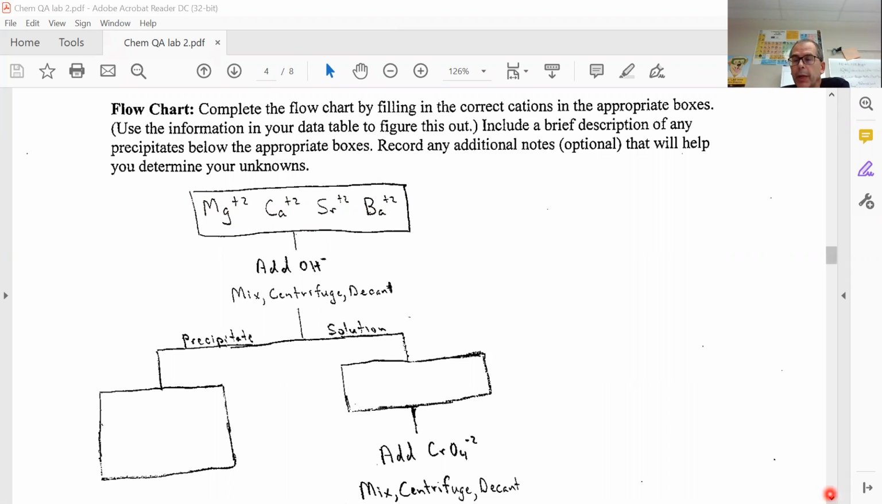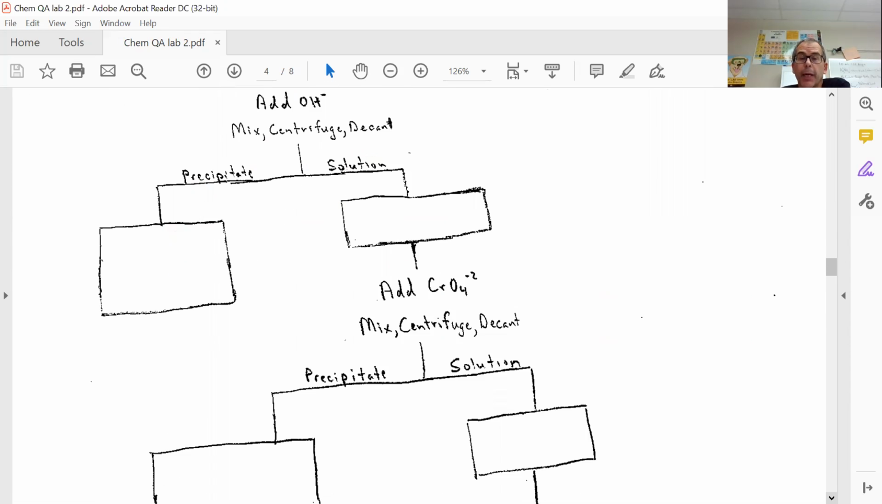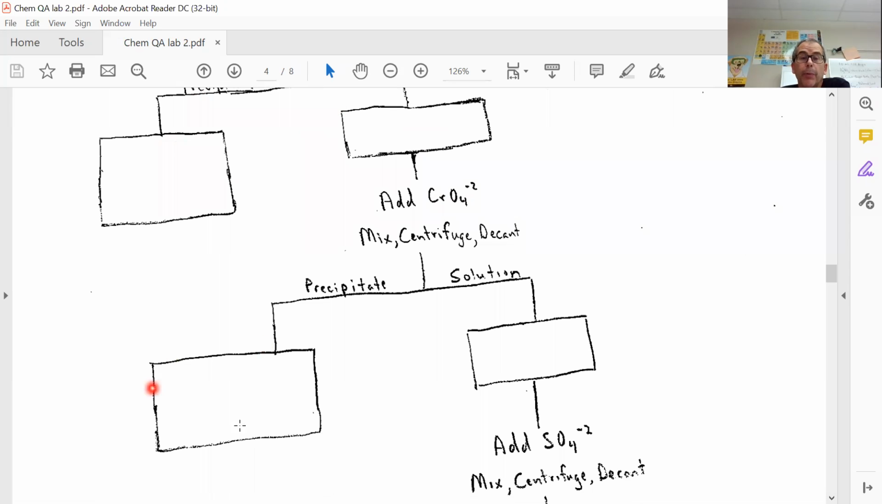We'll get to that sheet where we answer that, but I'm just going to show the flow chart that I'm going to be following. I'm going to add OH-. If I get a precipitate, I'll centrifuge, decant, and check for the next thing. If I don't get a precipitate, I'll just go right to adding the next thing, which is CrO4 2-. Again, if I get a precipitate with CrO4 2-, I will record the proper precipitate right here. If I don't, then I don't have this precipitate, and I'll carry on with the remaining 2 ions right here.